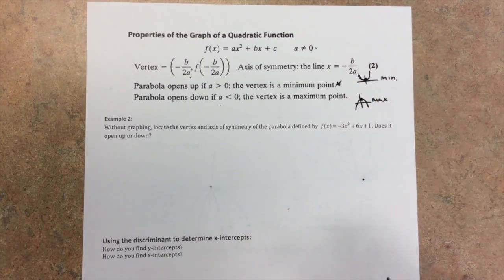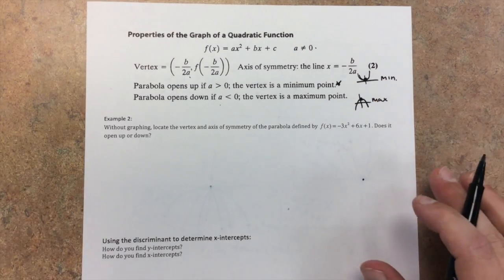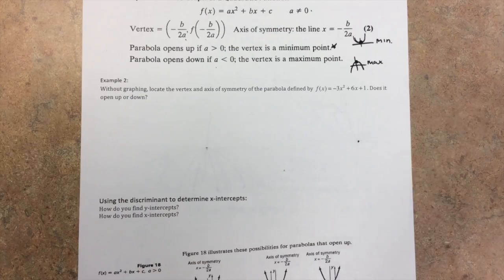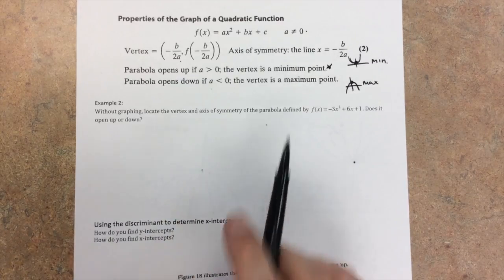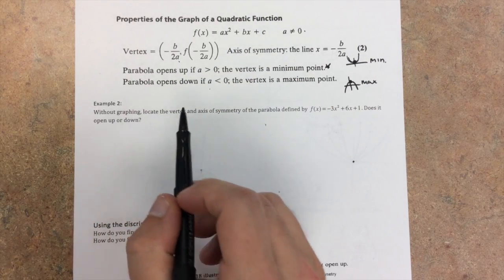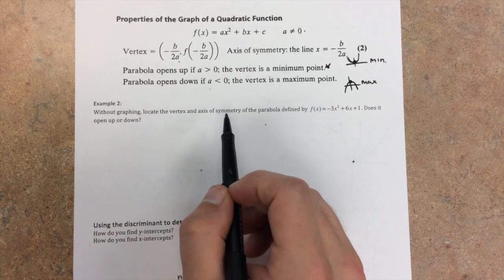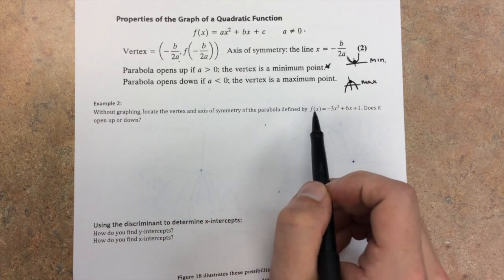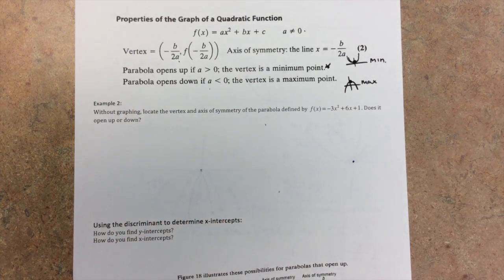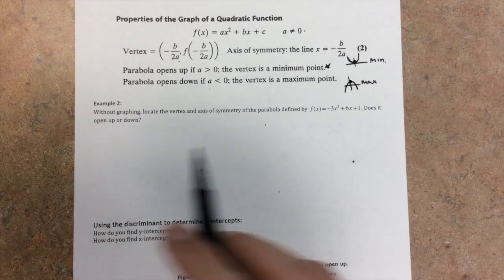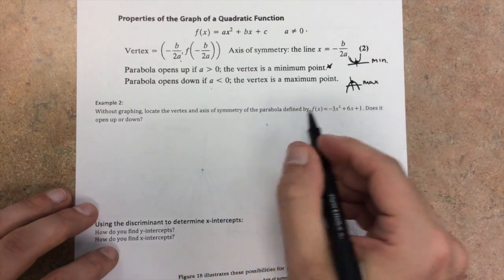So it's kind of counterintuitive to the way a lot of people think about this. Okay, with example 2, and we can use this as a cheat sheet. Without graphing, locate the vertex and axis of symmetry of the parabola. Does it open up or down? So I'm going to first start with the second question. Does it open up or down?